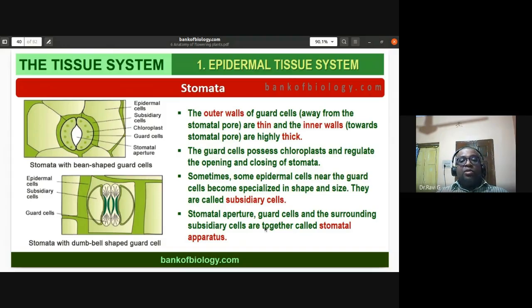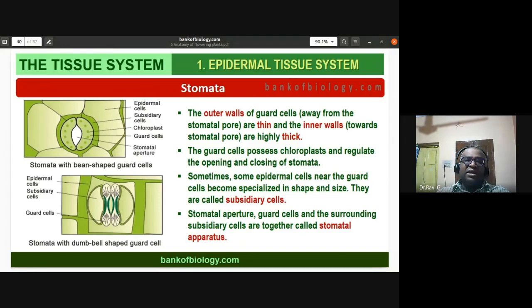So the stomatal aperture, the guard cells, and the subsidiary cells together, what do we call them? We call them the stomatal complex or stomatal apparatus. So the stomatal aperture or stoma, the guard cells and subsidiary cells together, we call them the stomatal complex, or we also call them the stomatal apparatus.